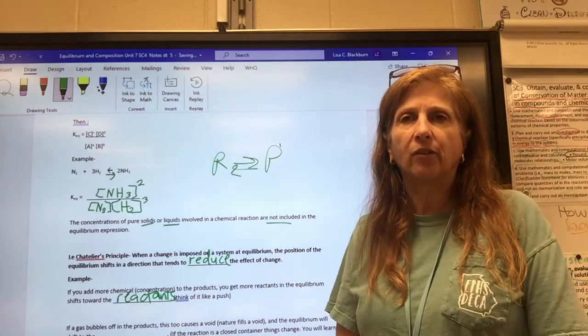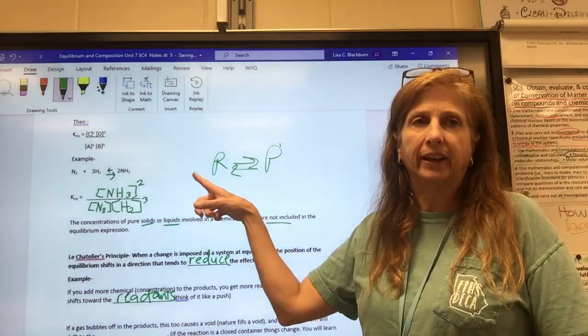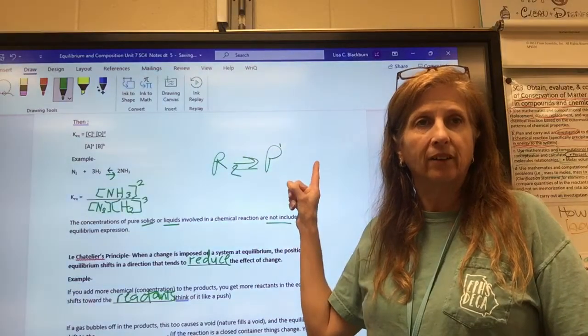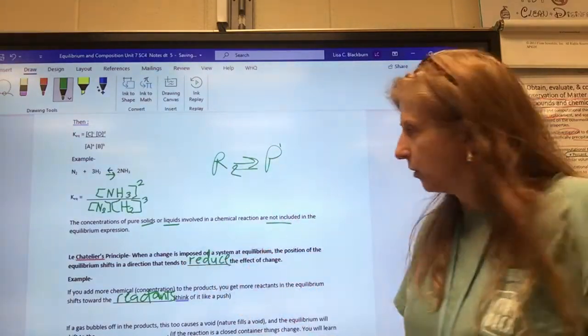That's what Le Chatelier figured out. That if I add more reactants, what am I going to get? More products. So I want more reactants, I add more products. I make it go a little bit further.